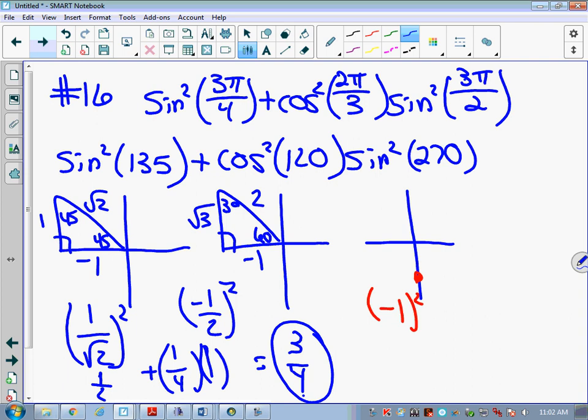Okay. Issues with that? Okay, a lot of places to make mistakes, but it's not really terribly hard.